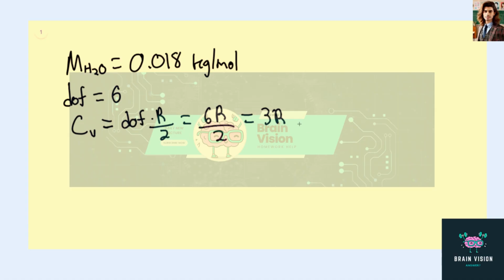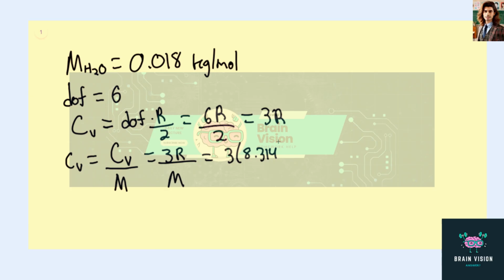We can find the specific heat capacity. So the specific heat capacity would simply be equal to the molar heat capacity divided by the molar mass. So this would be equal to 3R over m, or 3 times 8.314 over the molar mass of 0.018. This is going to be equal to 1,385, and then the unit for specific heat would be joules per kilogram per Kelvin.